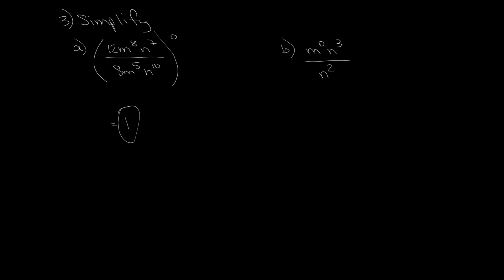In B, it's got m to the 0, n cubed over n squared. So again, m to the 0 power is just 1, and then you're left with n cubed over n squared, and you know that when you're dividing monomials, you subtract. So this would be the same as 3 minus 2, which is just n to the 1, or just n. So that's your answer.